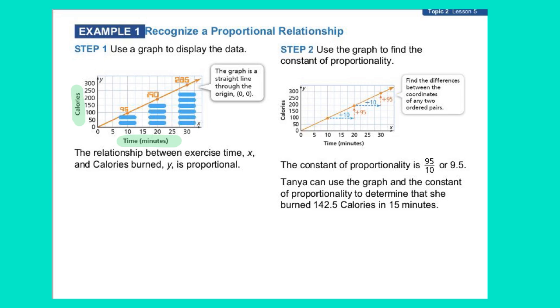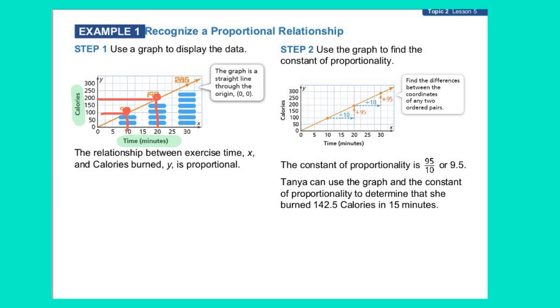The first one said 95 calories, 10 minutes. So they found 10 minutes. They went up to 95 calories. And they put a dot. And then the second one was 190 calories in 20 minutes. So they found 20 minutes. They found 190 calories and they put a dot.